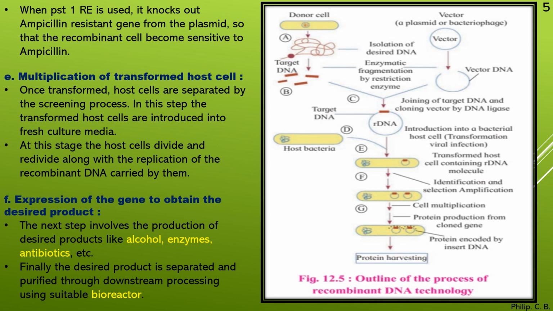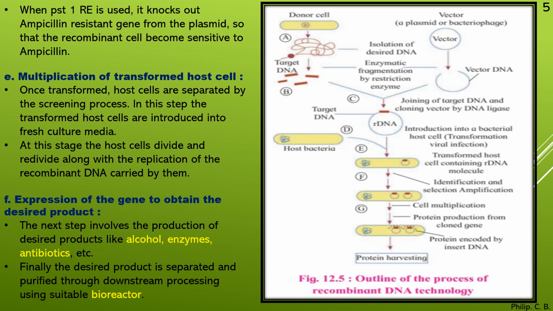Further, multiplication of the transformed host cell. Now when you say multiplication, we can use the simple words cloning or making more copies. Once the transformed host cells are separated by the screening process, in this step, transformed host cells are introduced into fresh culture media. So in fresh culture media, the multiplication, or increasing the number of cells or making copies, is carried out. At this stage, the host cells divide and redivide along with the replication of the recombinant DNA carried by them. As we said, multiplication or making more copies is carried out.